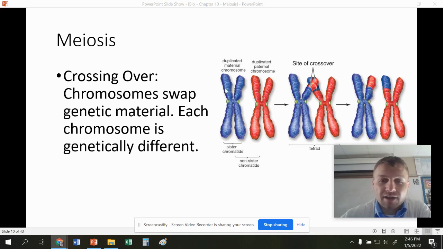You can see here we have like the father chromosome and the mother chromosome. They're going to flip flop their genes. And you can see these two chromosomes are now totally different. This creates genetically different offspring. This is one of the reasons why you're genetically different from your brother and sister, is because you got a different combination of genes from your parents.